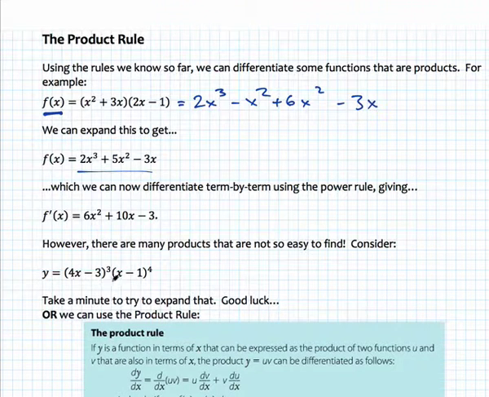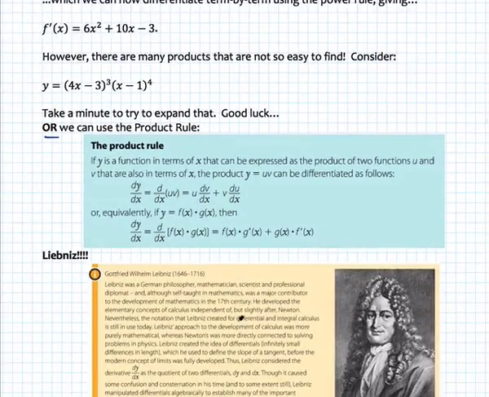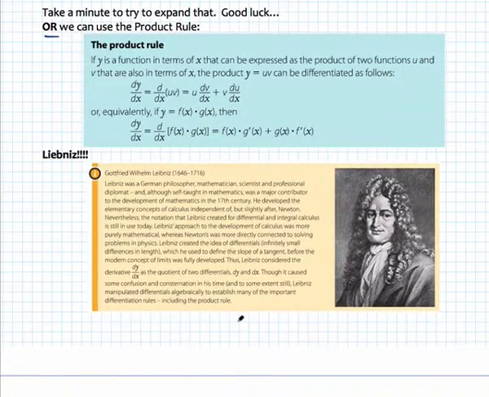Consider this one here. If we've got 4x minus 3 to the third power and then x minus 1 to the fourth power, and we want to multiply those two together, if you want, you can take the next 20 minutes of your life to do that, or you can take the next 30 seconds of your life and learn this product rule, which is really powerful. And I'll just summarize it here.